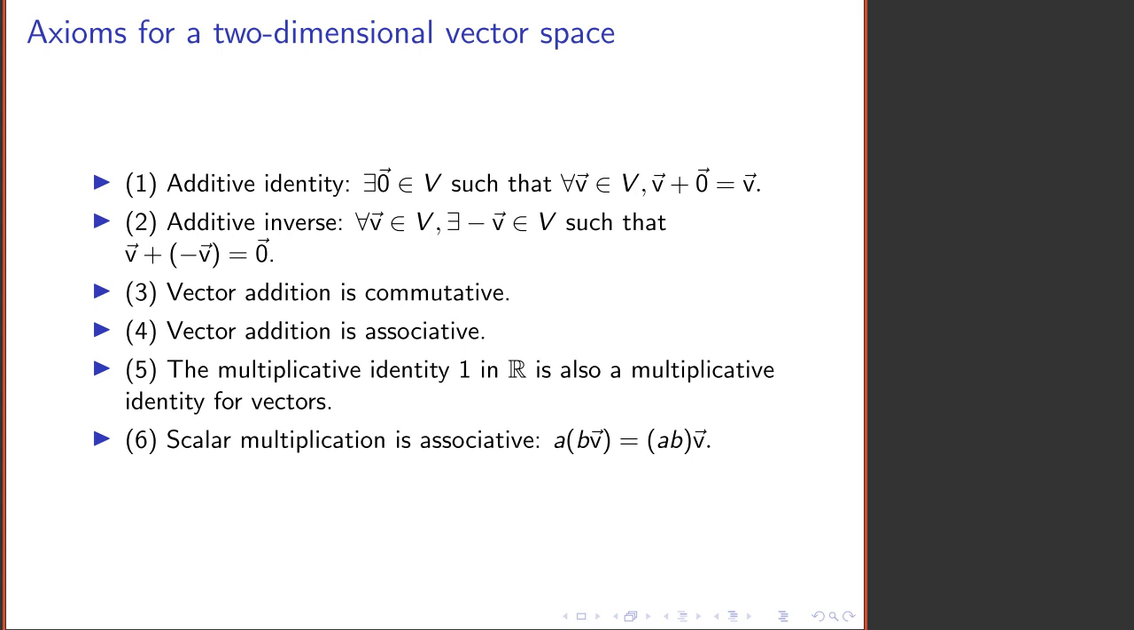Similarly, there's an additive inverse axiom. For any vector v in the vector space, there's a vector denoted by minus v, with the property that when you add v to minus v, that's equal to 0. The third axiom is that vector addition is commutative. This is in fact not an independent axiom. I can prove it from the other axioms, and I can prove it from the other axioms even if I don't assume that the additive identity and the additive inverse work on either side.